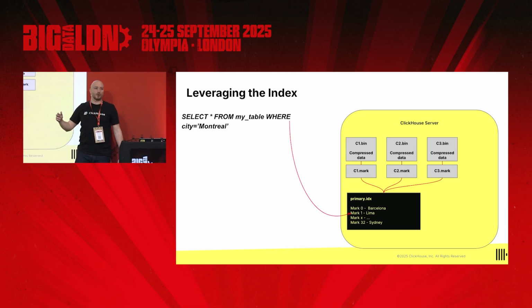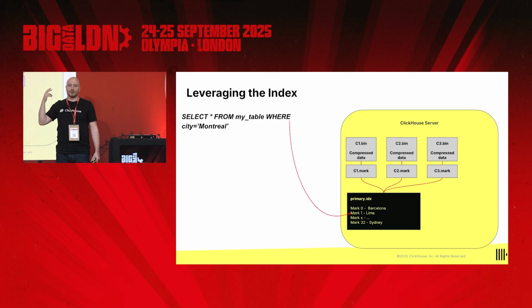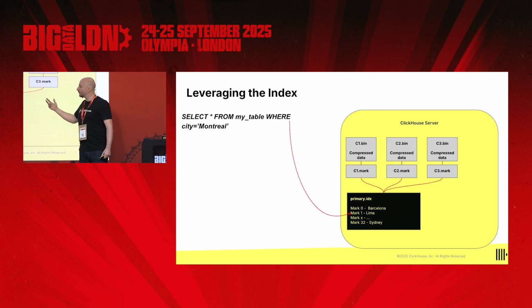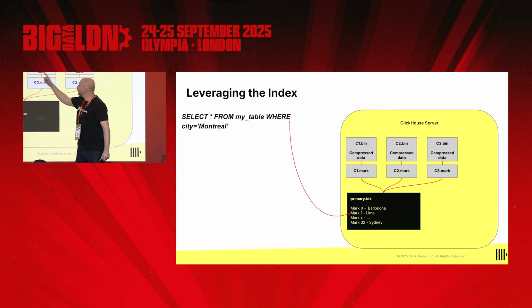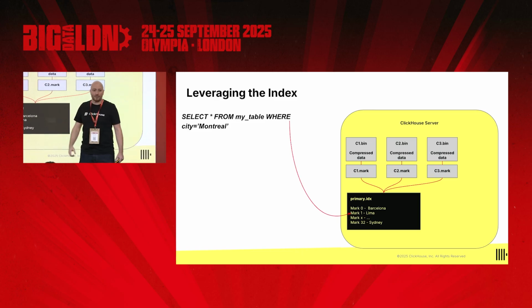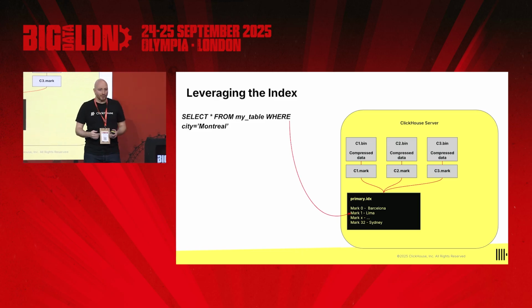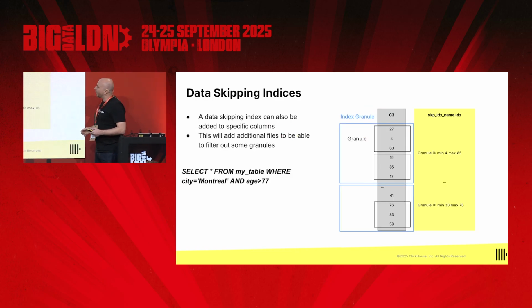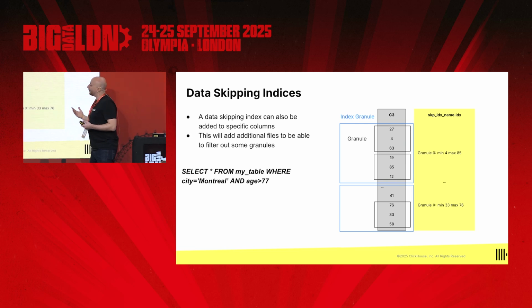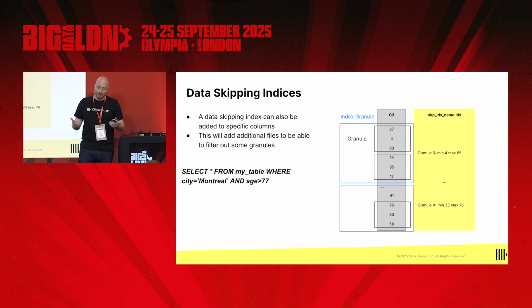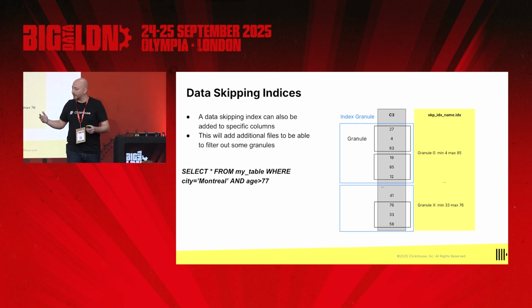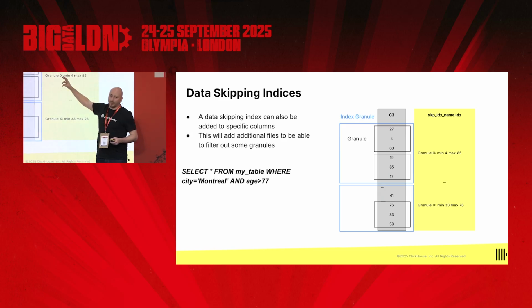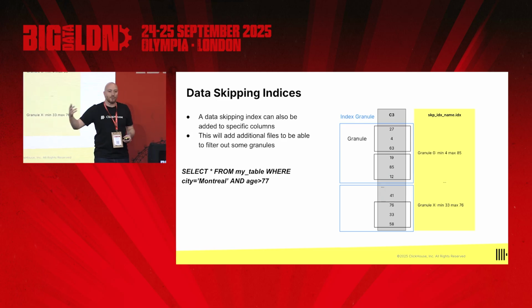For a table with 3 columns, we had to create 1, 2, 3, 4, 5, 6, 7 files. That's a lot of files. So what do we do? And especially, that's not all the files, right? Because if you add additional skipping indices, ClickHouse will create even more files, right?